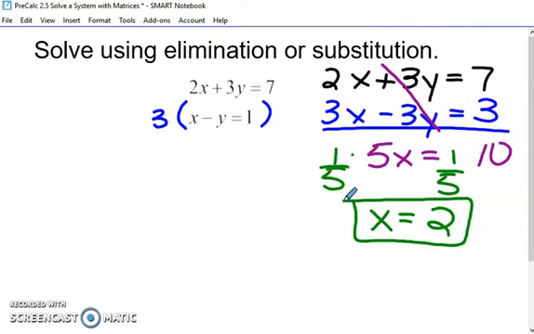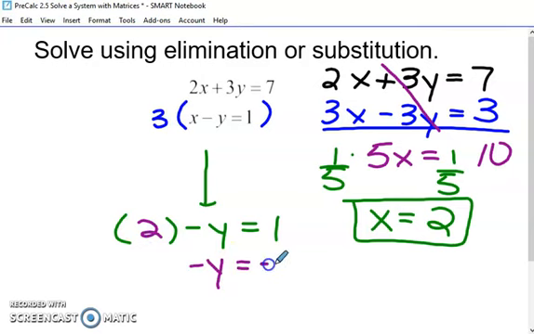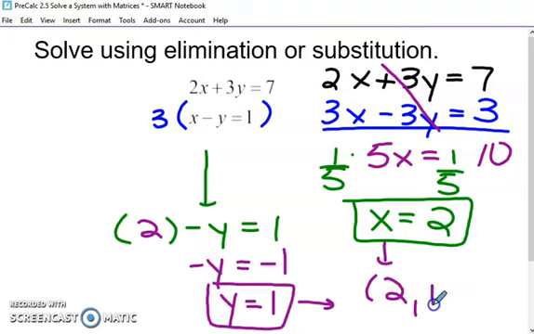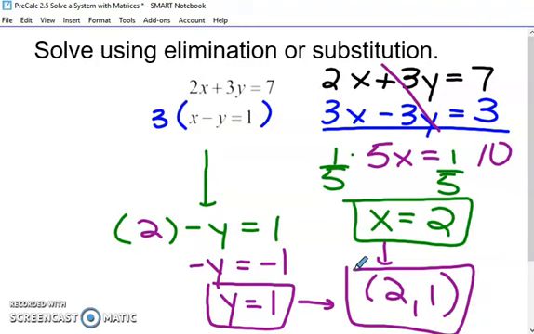That's really the idea that we use when we're solving with matrices. We multiply both sides by the inverse. If I were going to finish this one, I would plug in 2 for x, subtract 2 from both sides, and get y equals 1. So our solution is (2, 1). Now we're going to solve the same problem using matrices.